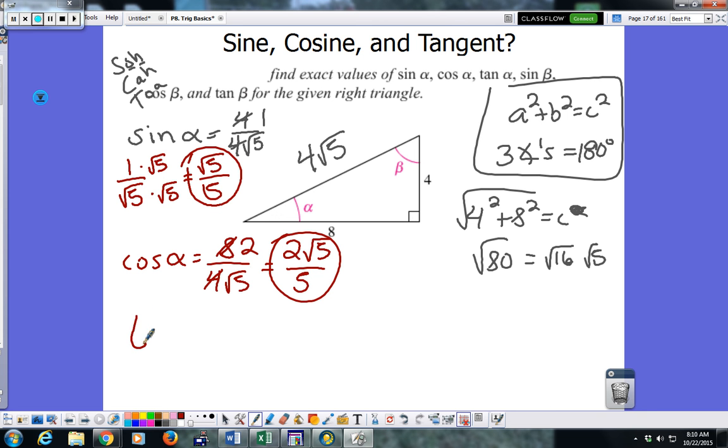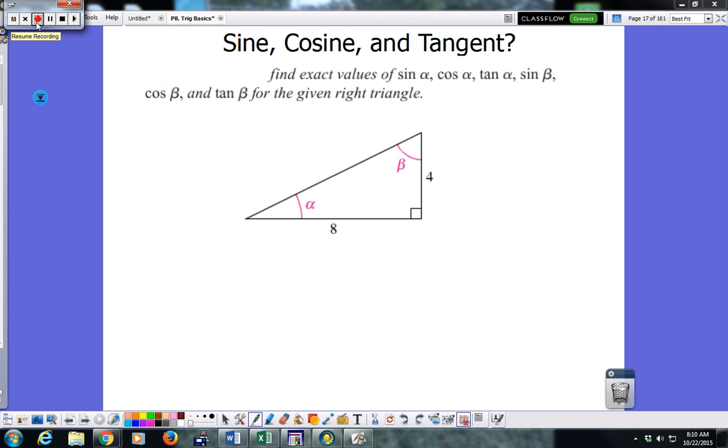Tangent. I like tangent. It's going to be a little bit easier on this one. Tangent, Abby, is opposite over adjacent, which reduces to? Over 4, which reduces to a half, right? Okay. Now all of our betas.